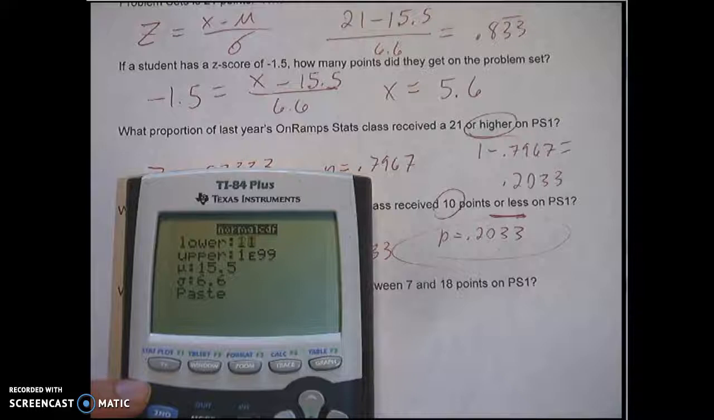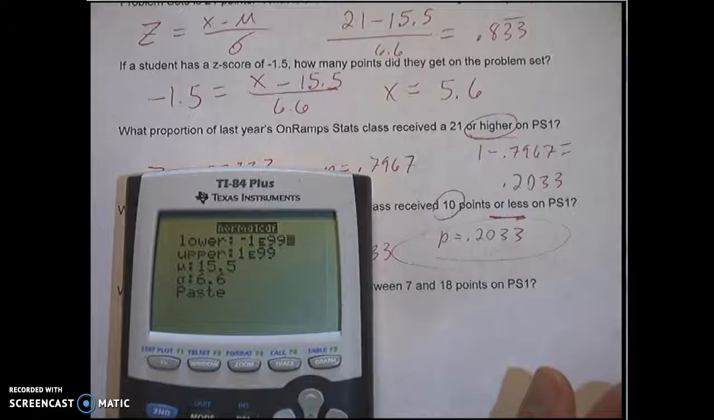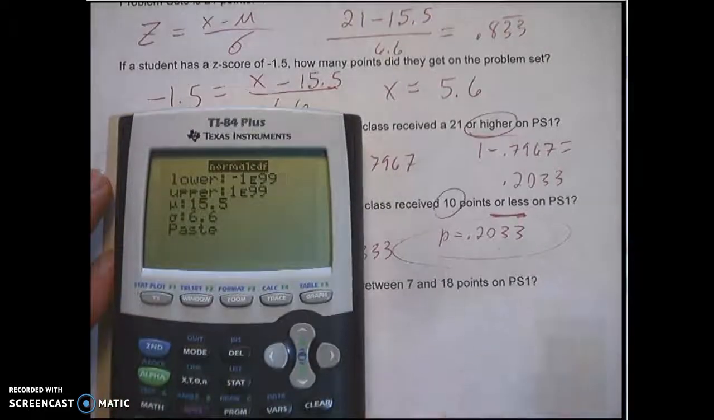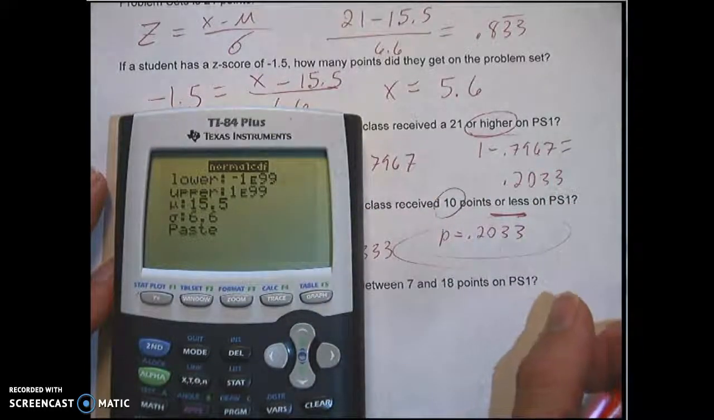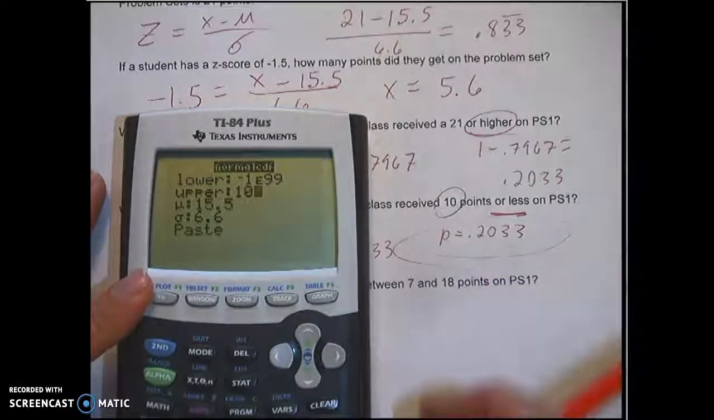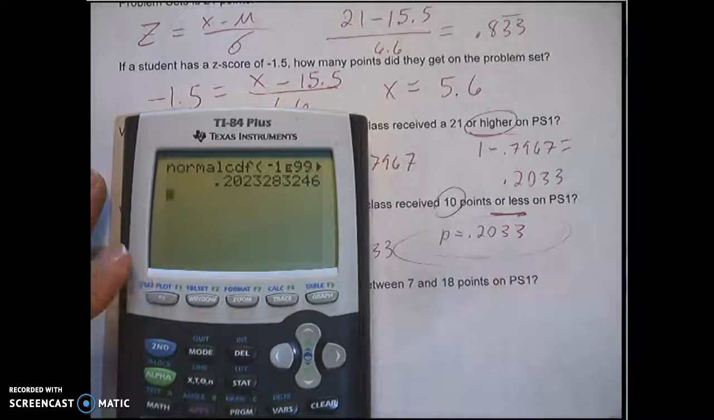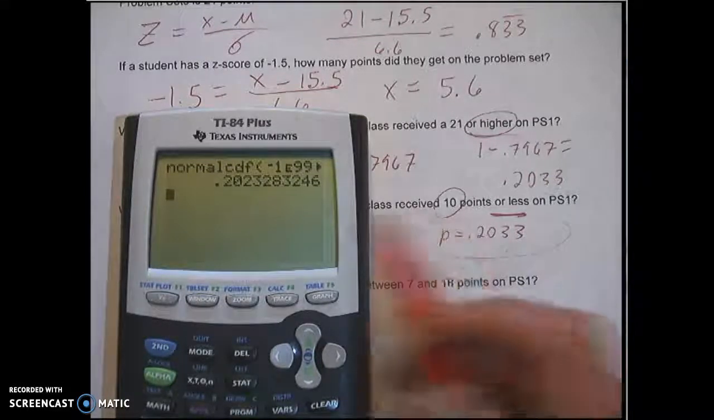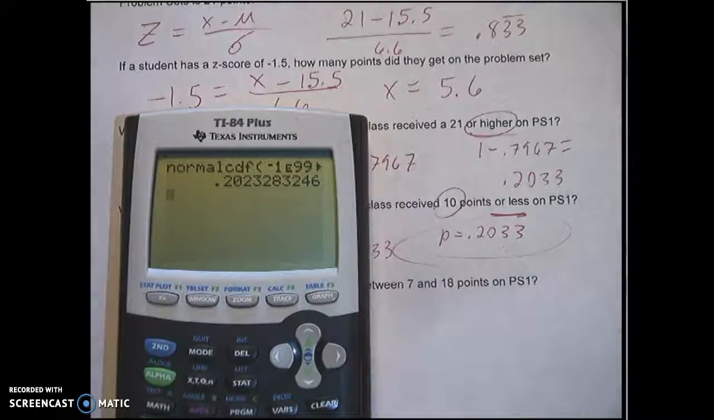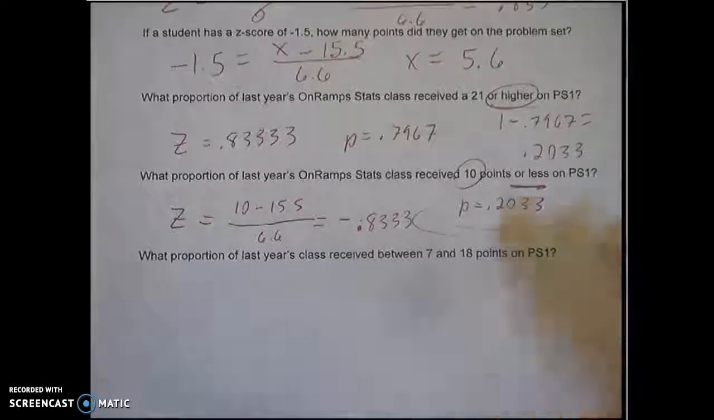So my lower bound was negative infinity, which is negative 1E99. The way I know that is because it said "or less." The lower bound is always going to be negative. Upper bound is 10. Mean and standard deviation are the same. And again, it's that 0.2023. So I'm feeling pretty good about that answer because it's pretty close. It's off by like 1/1000th. Not bad. All right, last one, and then we're done here.